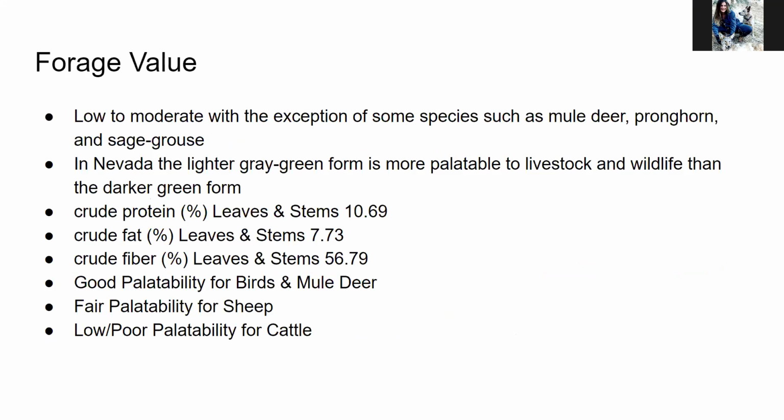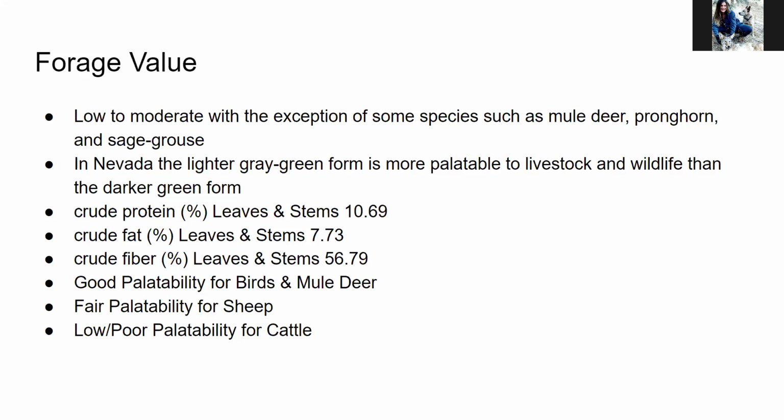So the forage value was low to moderate, and it has exceptions. Some species have pretty good palatability for mule deer, pronghorn, and sage grouse, and a lot of other birds too, like upland game fowl and non-game birds. In Nevada, the gray green form is more palatable for livestock and wildlife than the darker green form, but that's location specific.